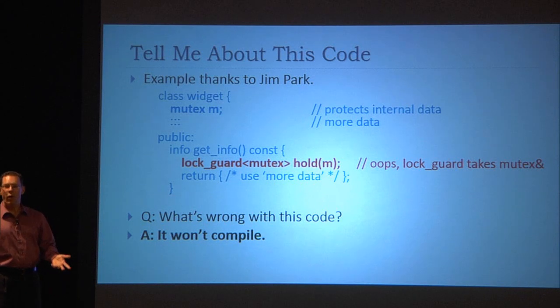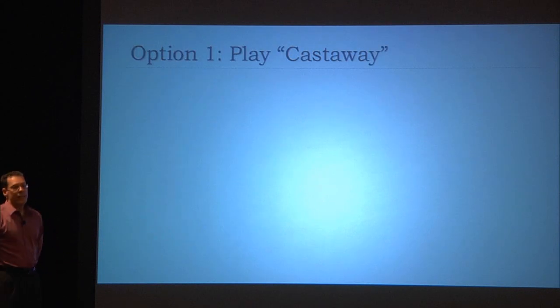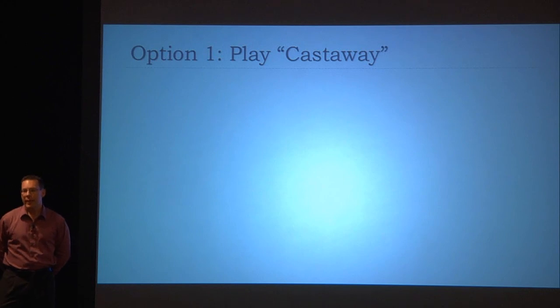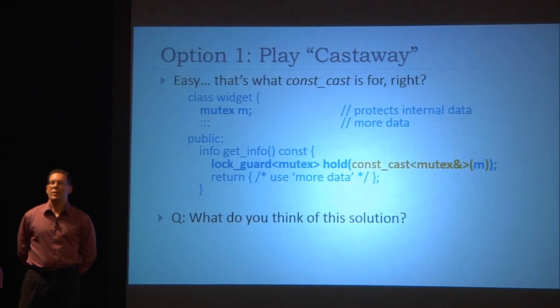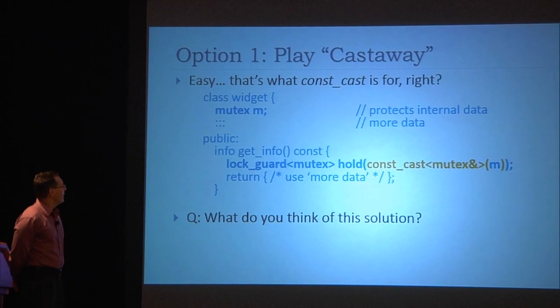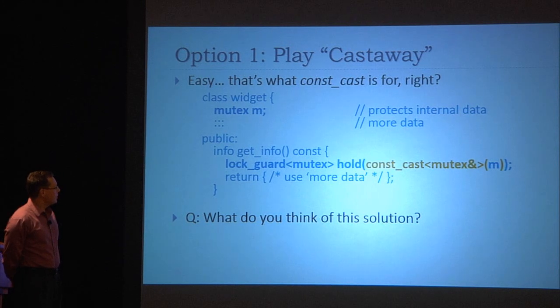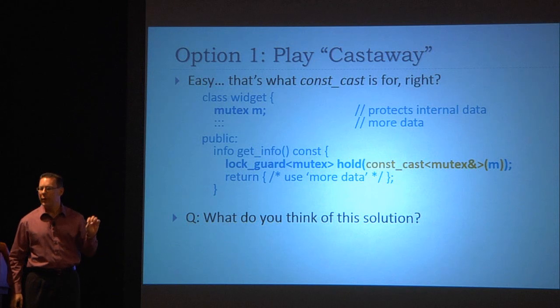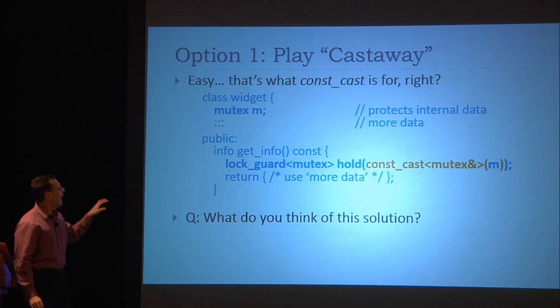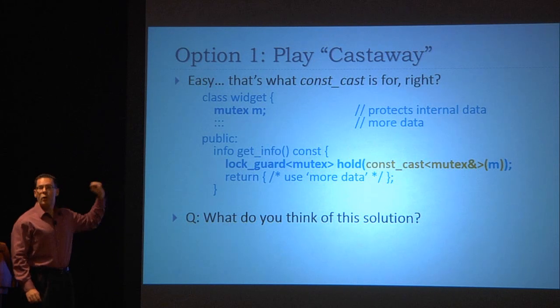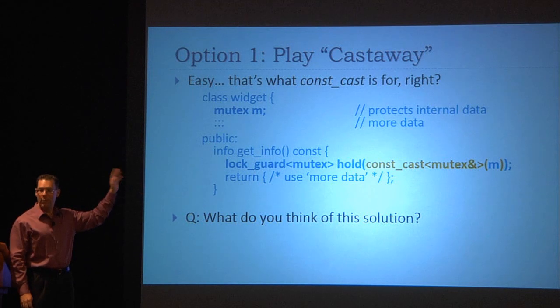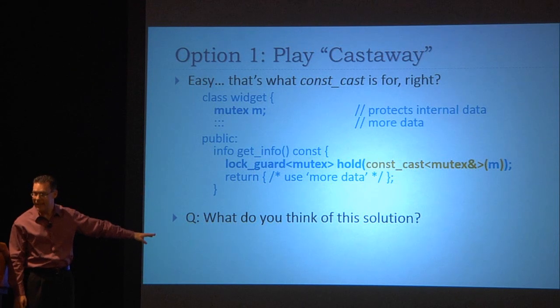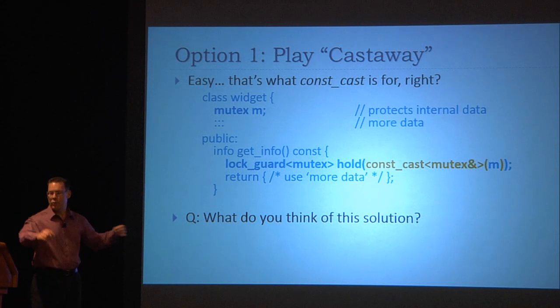Well, the traditional time-honored way, especially if you're a Tom Hanks fan, is to play the Castaway game. And if you play Castaway, then you can simply add a const cast to a mutex ref. Remember the reference, it won't compile without, because mutex is a move-only type. And this will work. It will compile, it will run, it will even run correctly. What do you think of this solution?